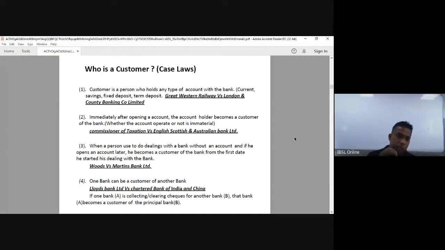If the bank manager has divulged that information to a third party who is not a law enforcement authority, then I have a right to file a case against the bank for breach of duty of secrecy. So that is your answer, correct? Yes, sir. Okay, anyone else? Can someone else also answer the question?